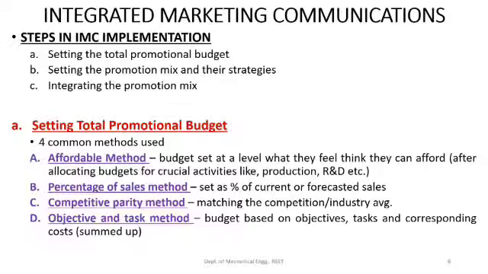So the first method is the affordable method, where they set the budget level at what they feel and think that they can afford after allocating budgets for crucial activities.